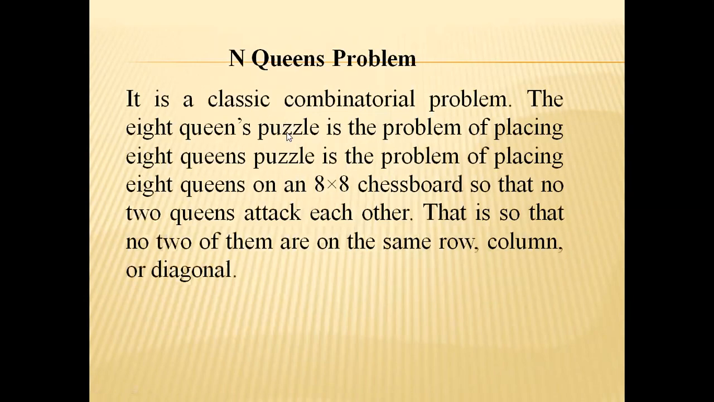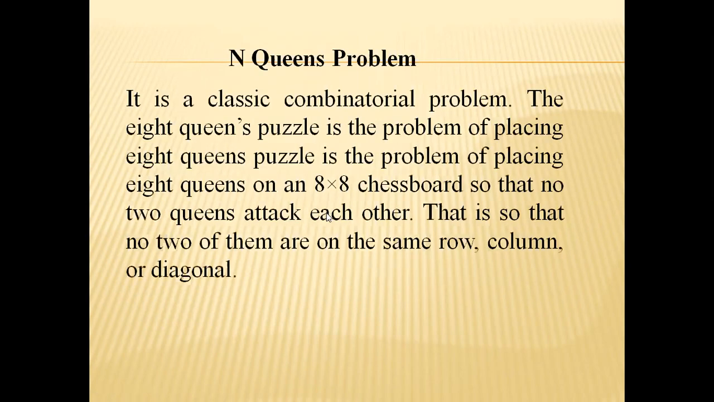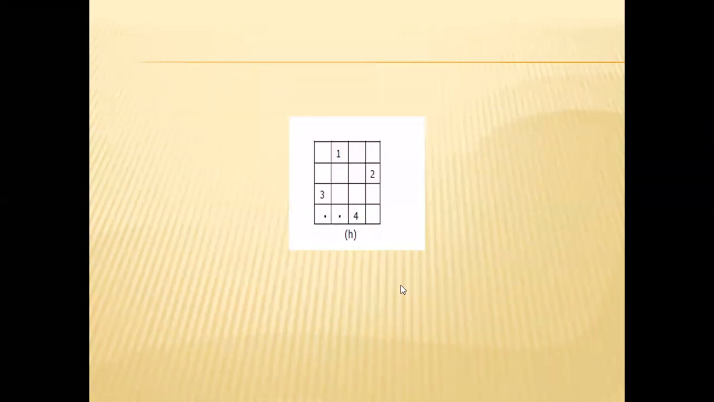Suppose in the n queen problem, the solution is represented by the tuple x1, x2, x3. Here x1 equal to 2, where 2 means second column. x2 equal to 4, x3 equal to 1, x4 equal to 3. So no two queens are in the same row, same column, or same diagonal. There is only one solution.